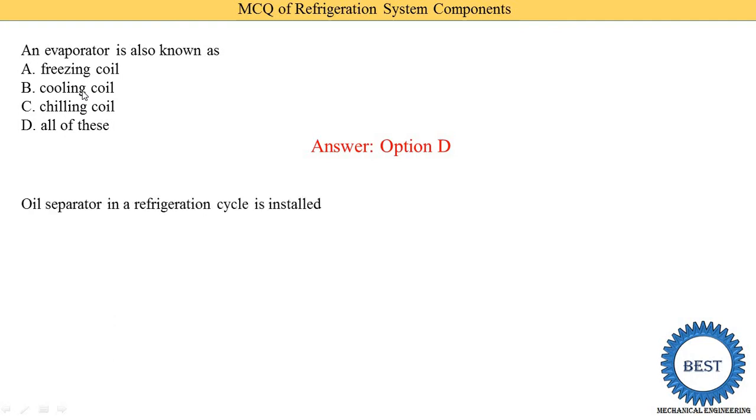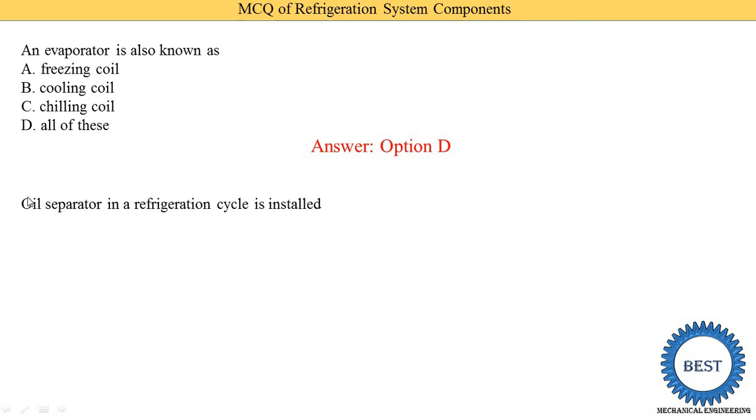Second is, oil separator in a refrigeration cycle is installed. So first, why is an oil separator required? Because we know that a refrigeration system is a closed system. But compressors, whether reciprocating type or rotary type, require some lubricating oil. So there is a possibility that this lubrication oil is mixed with the refrigerant. So we are required to separate the oil and refrigerant. That is why the oil separator is used in VCRS systems.